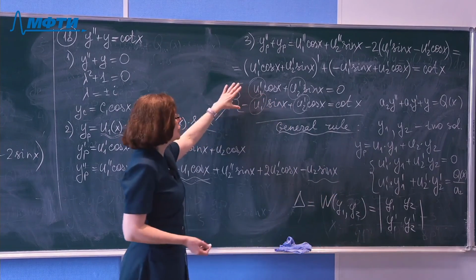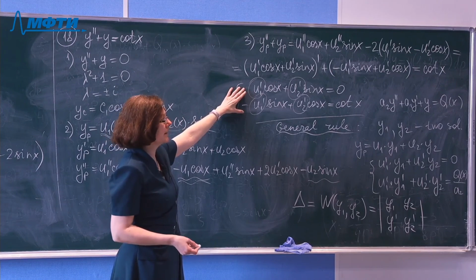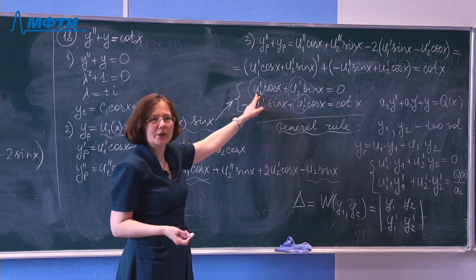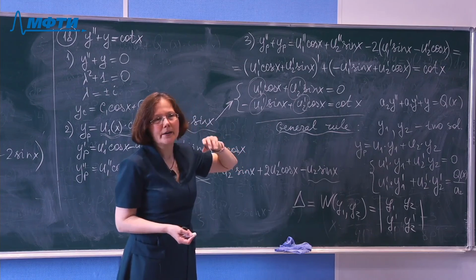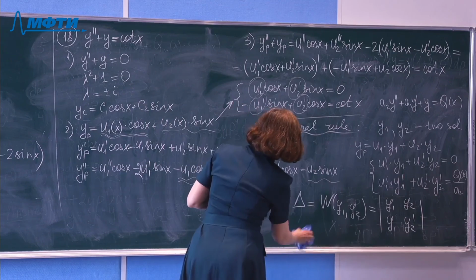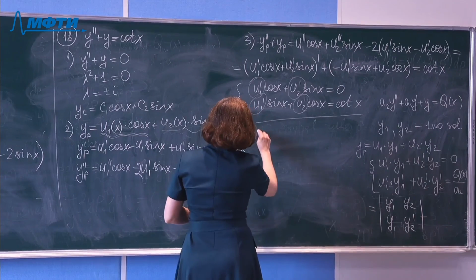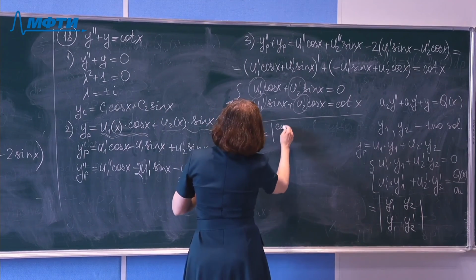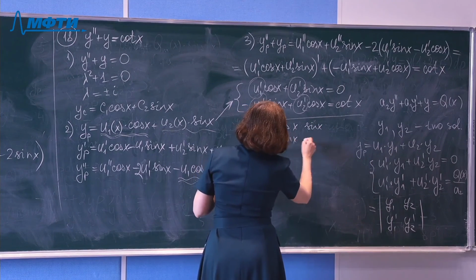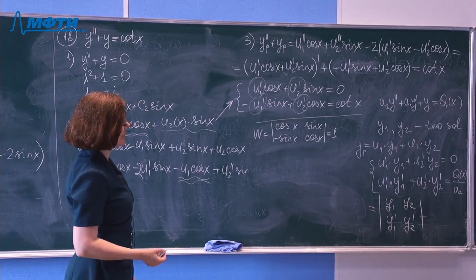So after this, let's return to our task. We have this linear system, and our goal is to find the formulas for the derivatives of our functions u1 prime and u2 prime using Cramer's rule. We will use Cramer's rule, and we will compute the Wronskian in our case. The Wronskian will be cos x sin x minus sin x cos x. It is 1. Very simple. So the Wronskian is 1.